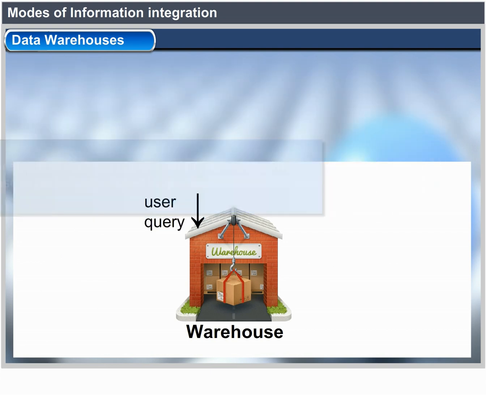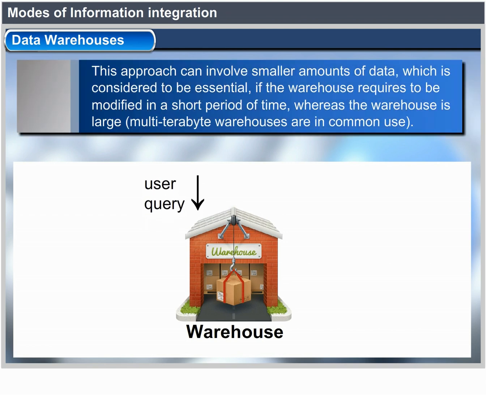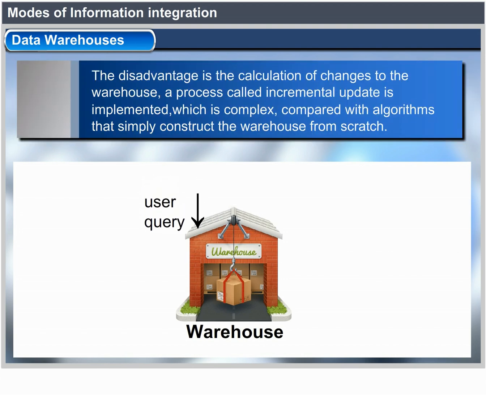Number 2. The warehouse is updated periodically, for example each night, based on the changes that have been made to the sources since the last time the warehouse was modified. This approach can involve smaller amounts of data, which is very important if the warehouse needs to be modified in a short period of time, and the warehouse is large. Multi-terabyte warehouses are in common use. The disadvantage is that calculating changes to the warehouse, a process called incremental update, is complex compared with algorithms that simply construct the warehouse from scratch.